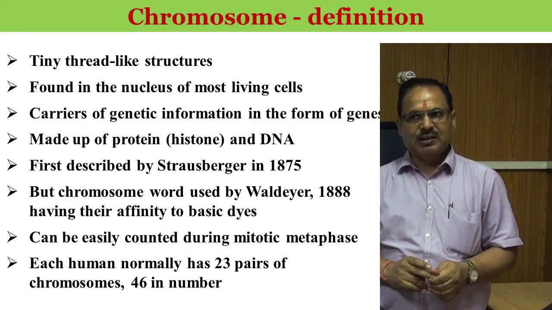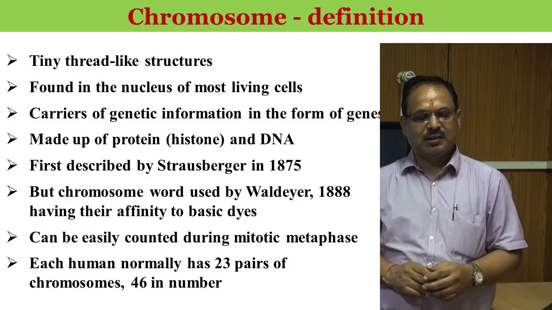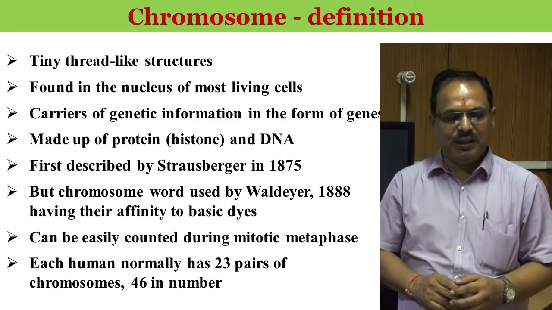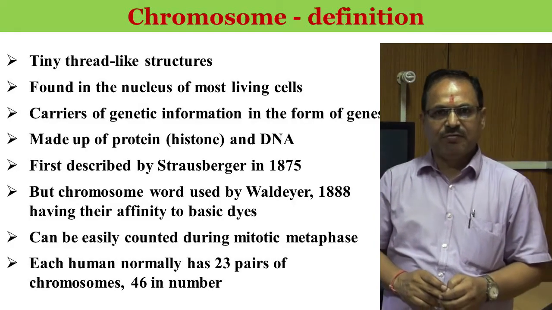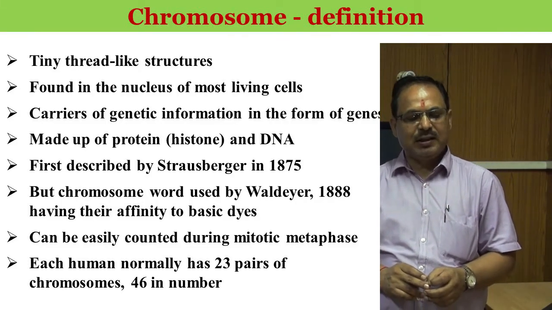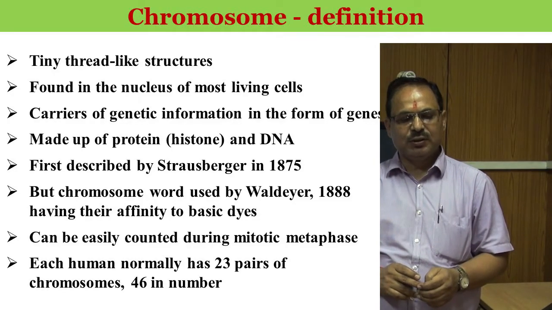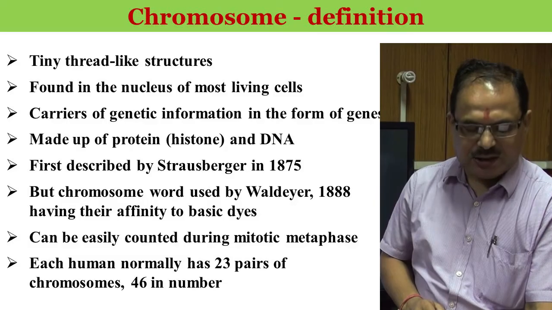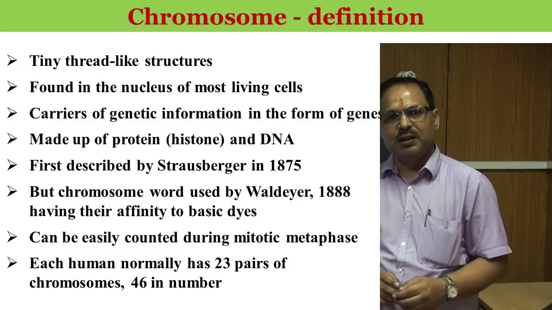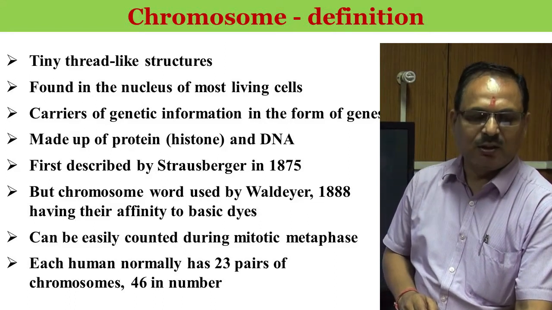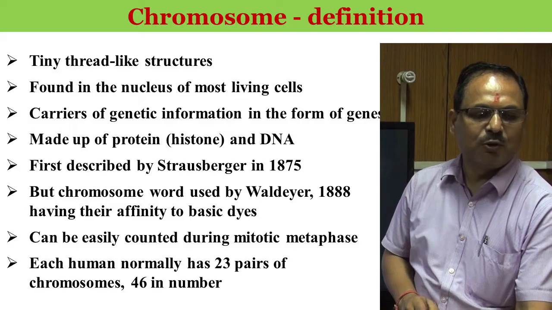Hence he coined the word chromosome. Chromosomes can be easily counted in mitotic metaphase of cell division. We know that a human normally has 23 pairs of chromosomes, that is 46 in number. In every living organism there is a diploid level, 2n number, which reflects the somatic chromosome number.